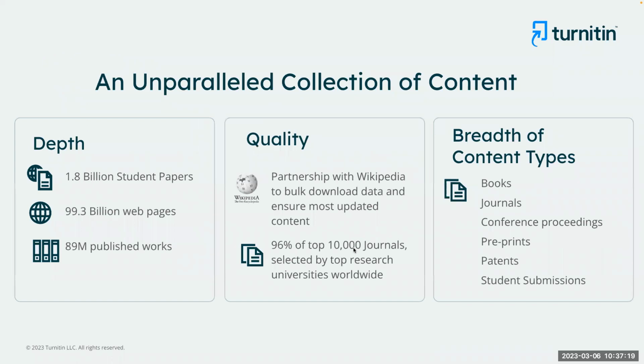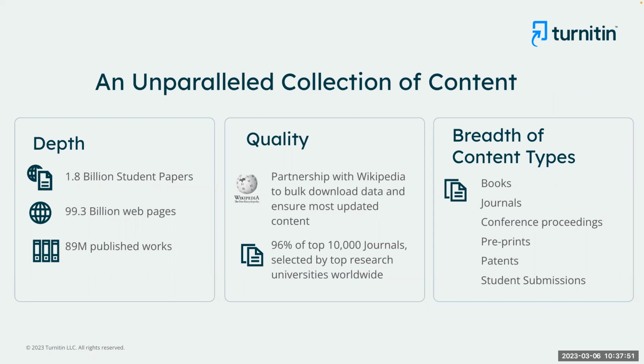Just before we go into the product, one last slide to give you an idea of what the Similarity Report means. Every Similarity Report is checked against our database, which has 1.8 billion student papers in it, 99.3 billion web pages, which are active and archived ones, and 89 million published works. We do have a partnership with Wikipedia, which enables us to bulk download data, so we always have the most up-to-date content of Wikipedia on our database.